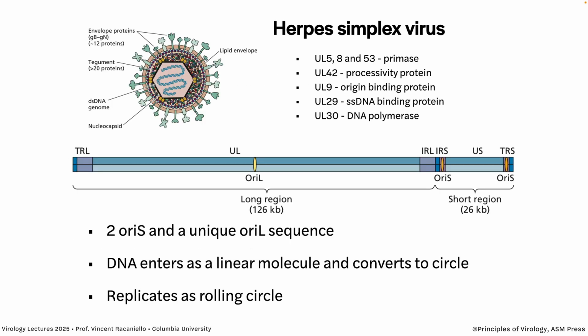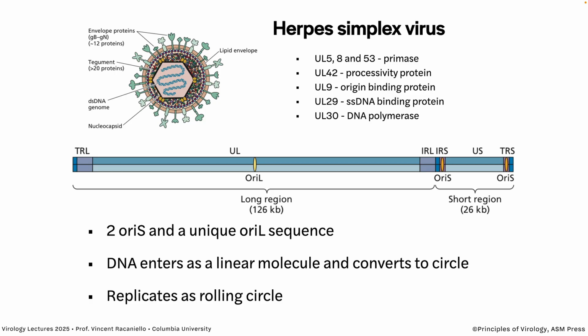All right, herpes simplex virus, getting bigger. Now the genome is over 100,000 bases long, double-stranded DNA, and it has 3 origins of replication, ORI L, and 2 ORI S's. There are a lot of repeated sequences. These are called TRL, IRS, and so forth. And it encodes all these proteins that are needed for DNA synthesis.